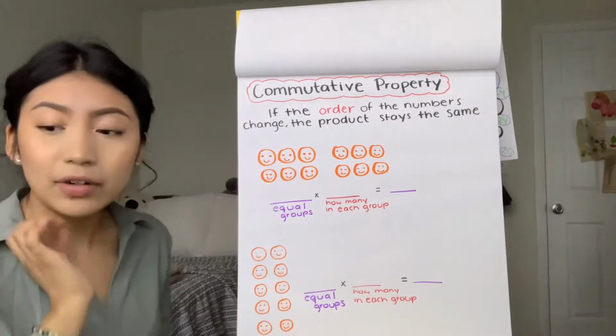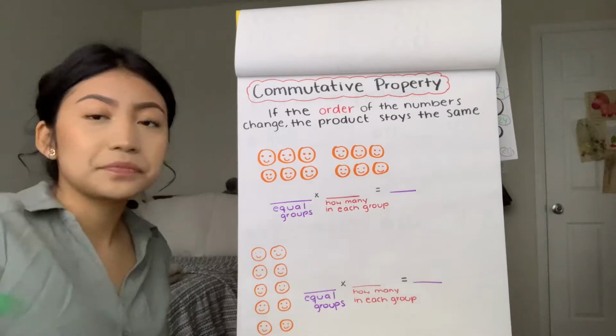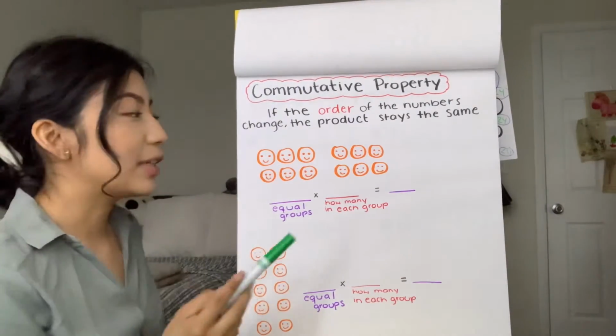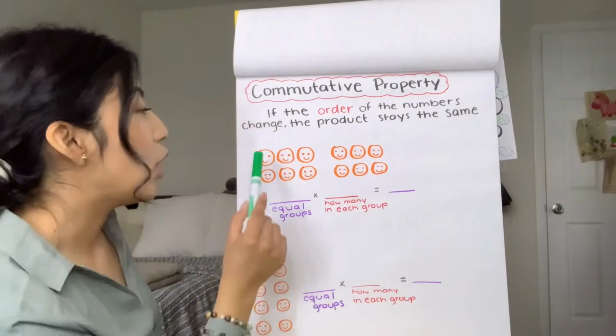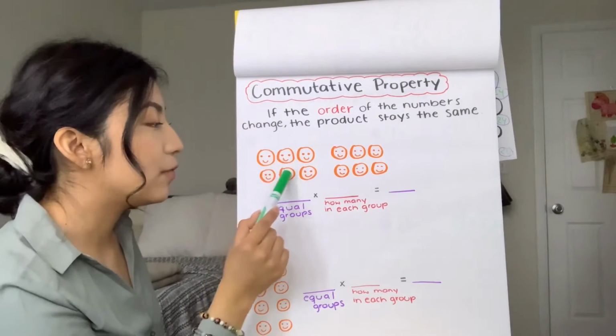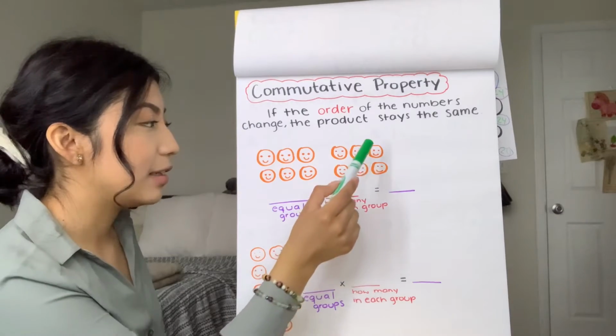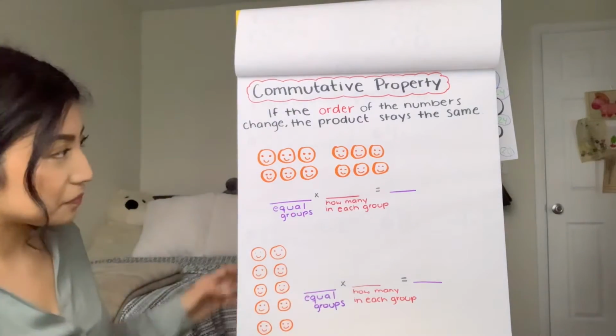Okay, so I have another little activity right here for us. So let's see. Look at all these smiley faces we have up here. So let's start counting them, all right? So we have 1, 2, 3, 4, 5, 6, 7, 8, 9, 10, 11, and 12.